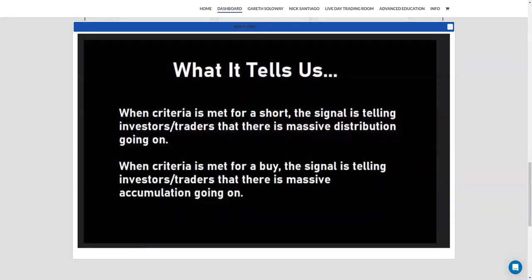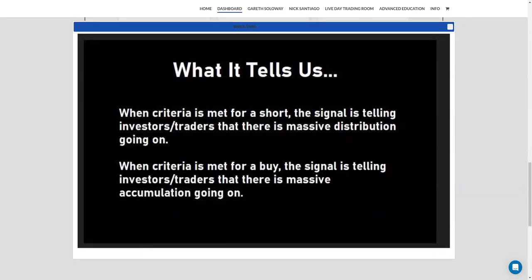Okay, so think about a chart that's at all-time highs. When you see the relative strength lower than it was at the prior pivot, even though it technically should be higher because you're making a new high, it's telling you that there's institutional selling going on here. There's a ton of institutional selling going on. Okay, when criteria is met for a buy, the signal is telling investors and traders that there is massive accumulation going on. So it's the opposite.